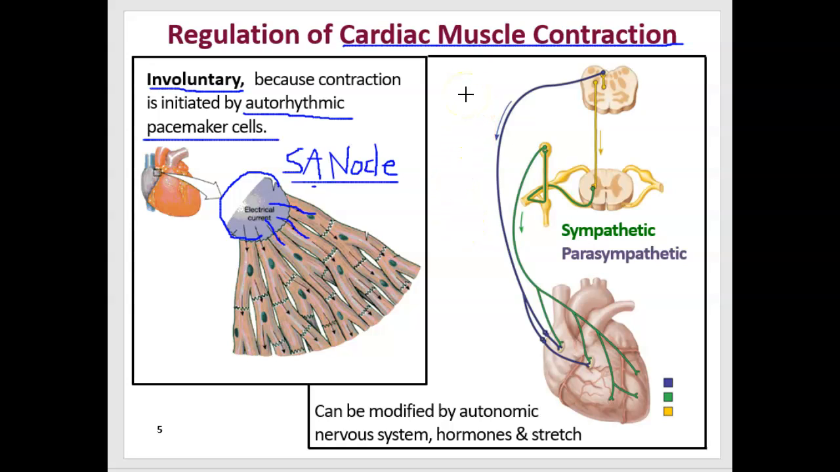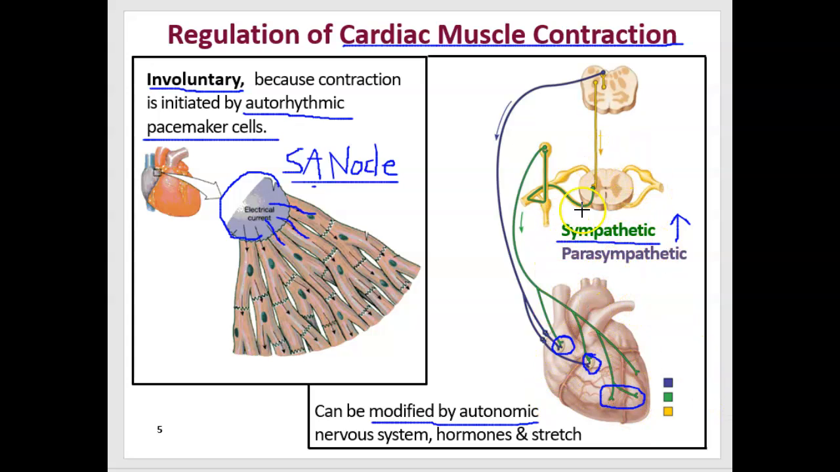But the contraction of the heart can be modified by the autonomic nervous system, also hormones, and the degree of stretch. So, let's start with the autonomic nervous system. You probably recall that the sympathetic nervous system will speed up the heart. And you'll see here the green neuron innervates what's called the SA node, the AV node, as well as the heart muscle. So the rate will go up, but so will the force of contraction due to sympathetic input.